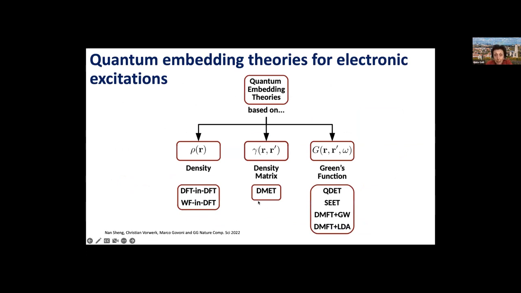So there are many embedding theories, and we have recently written a perspective comparing what we are doing, based on Green's function, to DMFT, and also relating our formulation to, for example, density matrix embedding and other embedding theories.